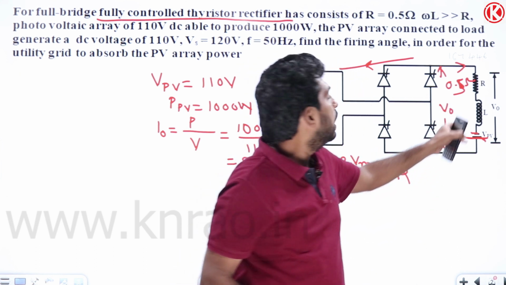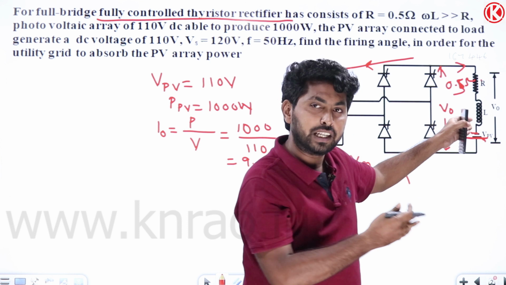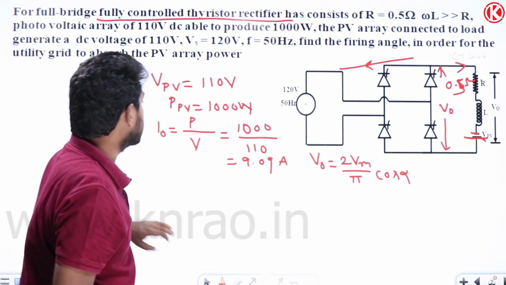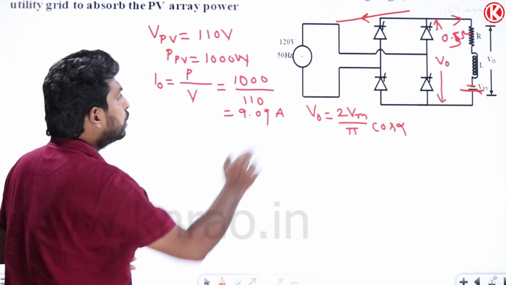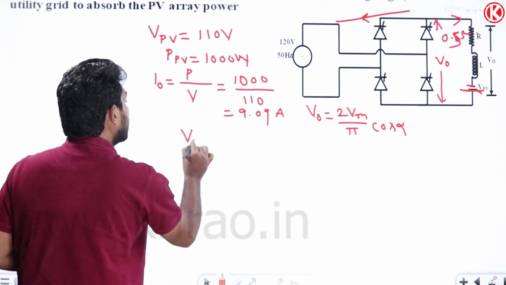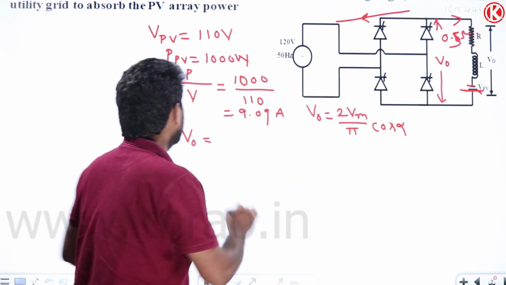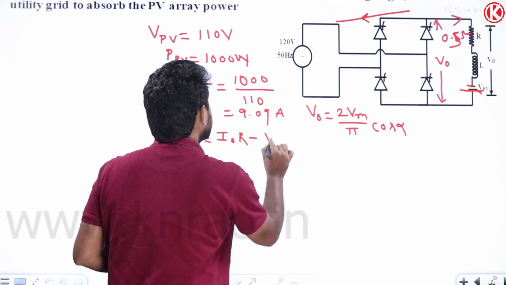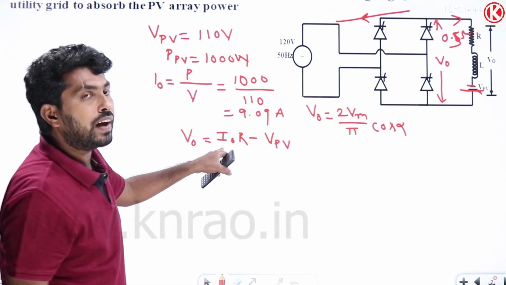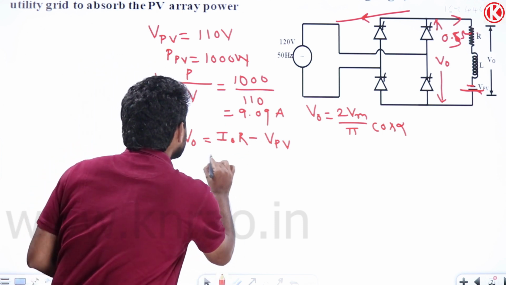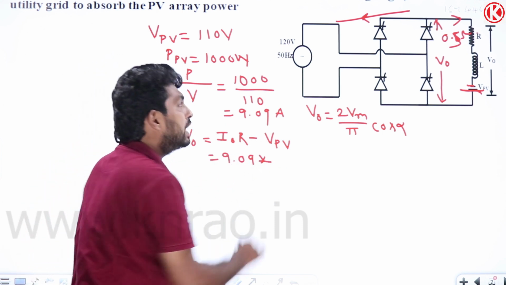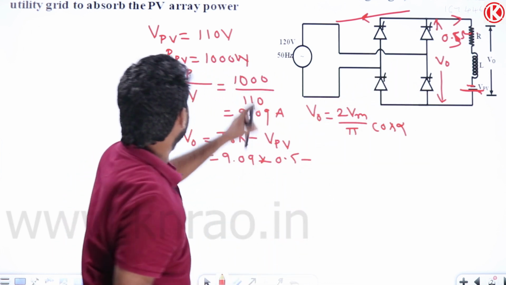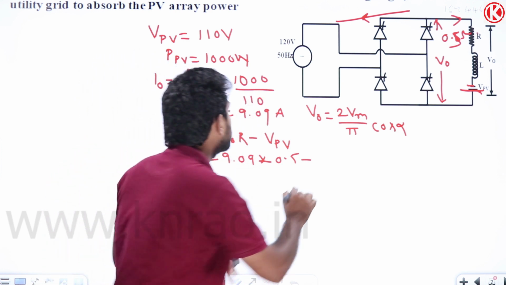So V naught equals I into R at steady state, where the voltage across the inductor equals 0, minus VPV. Let me write that expression: V naught equals I naught into R minus VPV. We got the I naught value as 9.09 amperes. What is the value of resistance? The resistance value is 0.5. The voltage across the PV array is given as 110 volts.